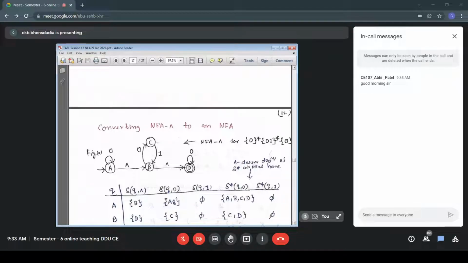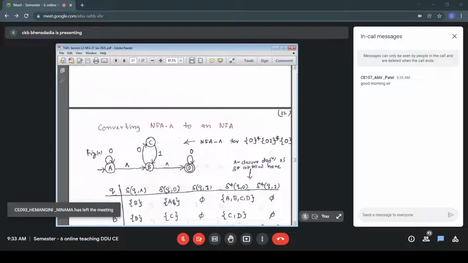So converting NFA-null to NFA, the language is 0 star 0 1 star 0 star. We have drawn the NFA-null. For 0 star, in state A we put a loop on 0. Then we have 0 1 star. There's a concatenation, and whenever there's a concatenation, we put a null transition. So we have 3 blocks. One is for 0 star, another is for 0 1 star, that is between states B and C, and the last part, that is 0 star.